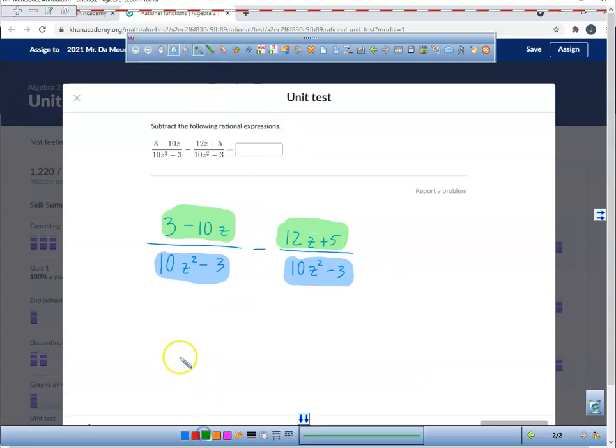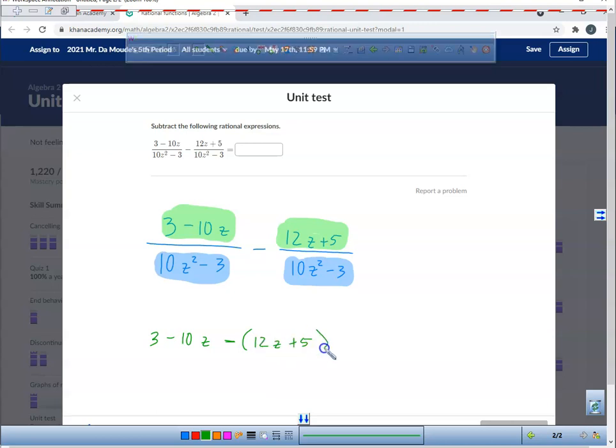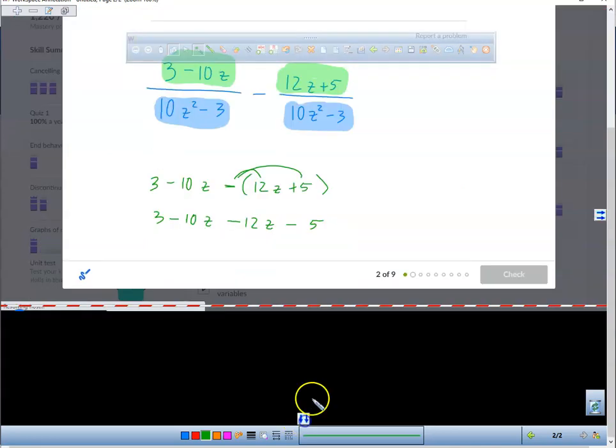So that's all we're going to do. All I want you to do on your paper is do 3 minus 10z. I want you to put a minus sign, open up a parentheses, and write 12z plus 5. It's going to be important that you put the parentheses because we have to take away both those numbers. We don't just take away the first one, we got to take away both of them. So we have 3 minus 10z minus 12z minus a 5. So this stays the same. What do we have to do? That makes it a negative 12z, and that makes it a minus 5.